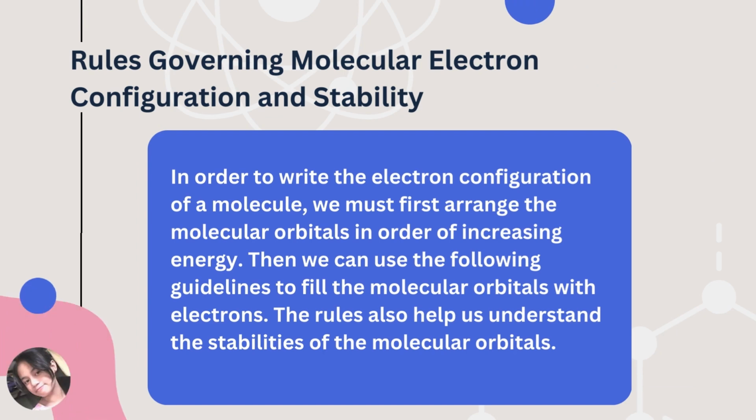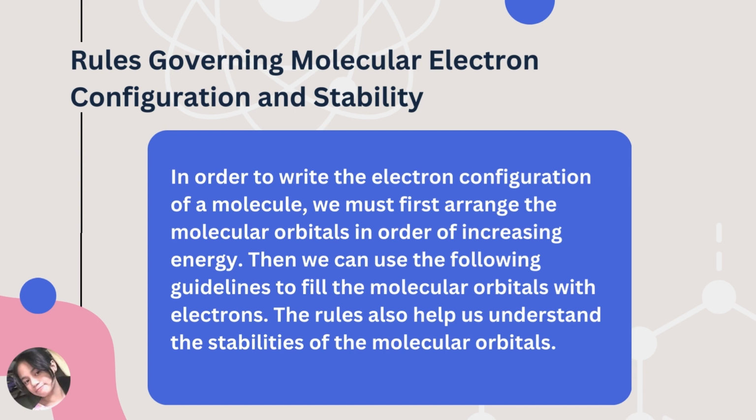So in this case, we must first get familiarized with the rules governing the molecular electron configuration and the stability before we delve deeper. In order to write the electron configuration of a molecule, we must first arrange the molecular orbitals in order of increasing energy. Then we can use the following guidelines to fill the molecular orbitals with electrons.